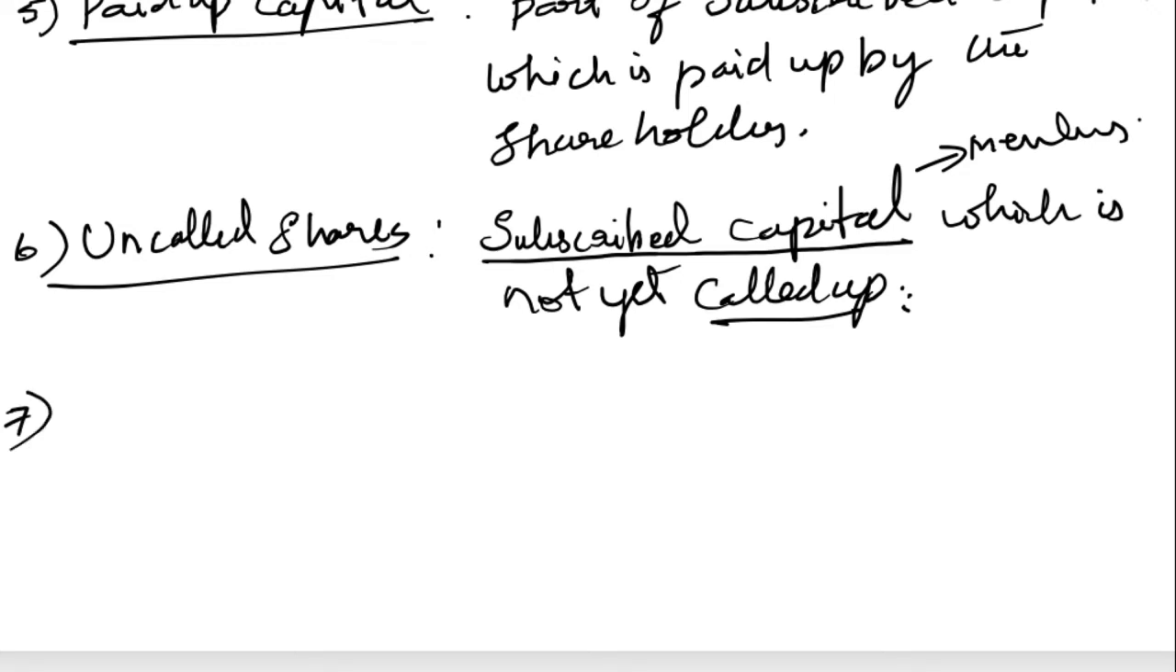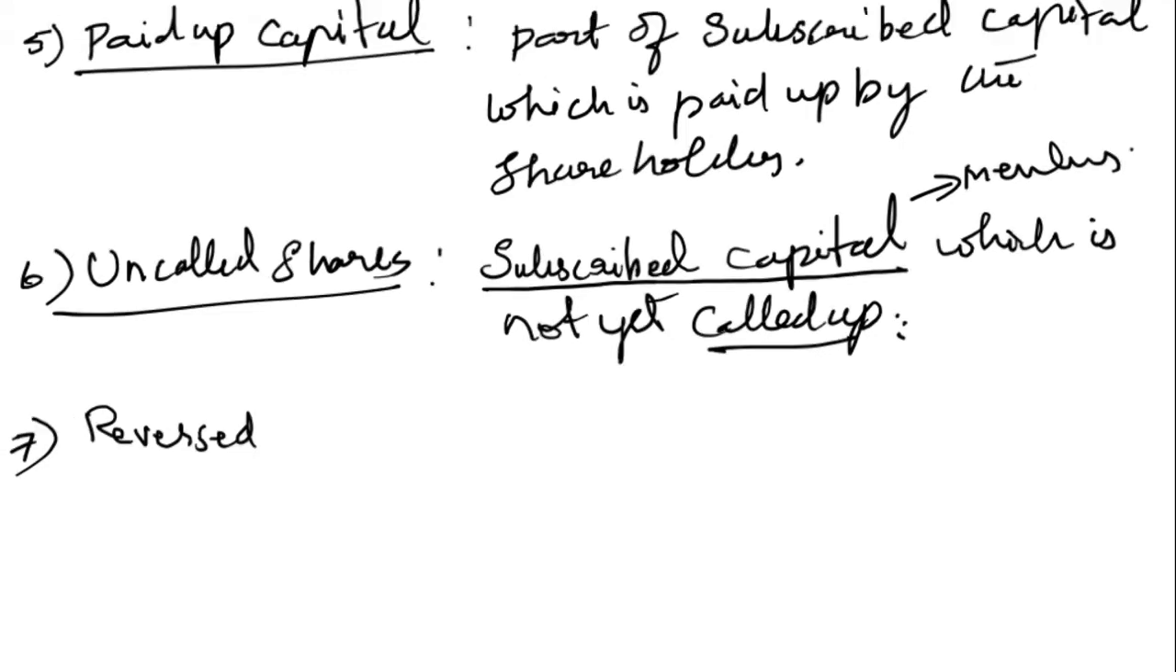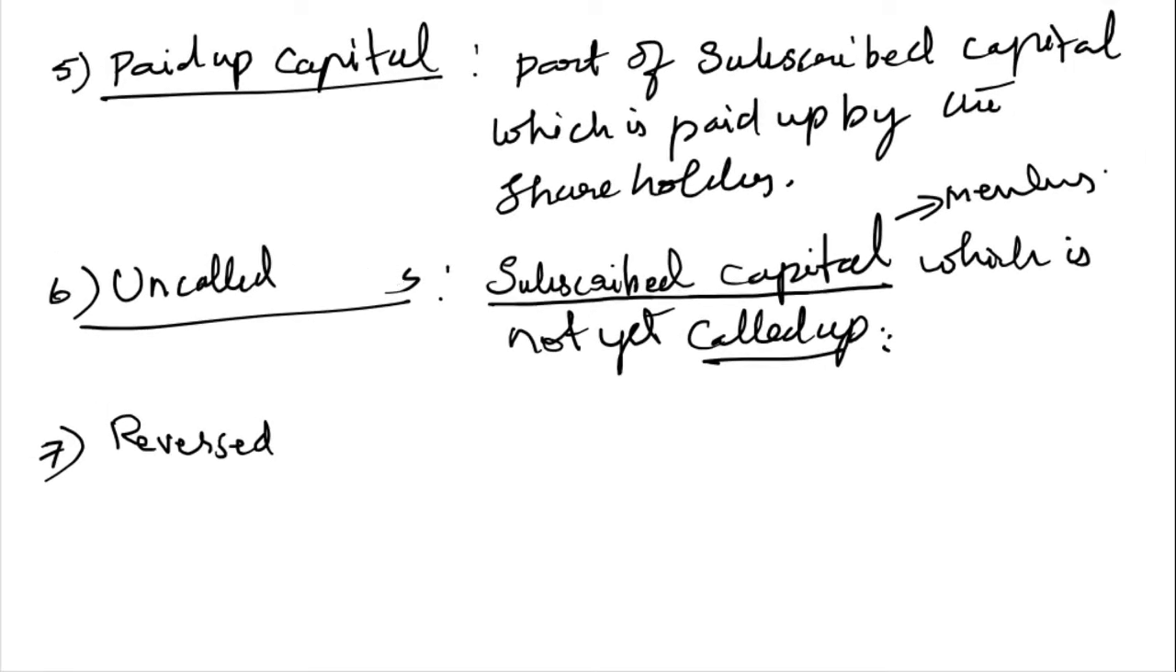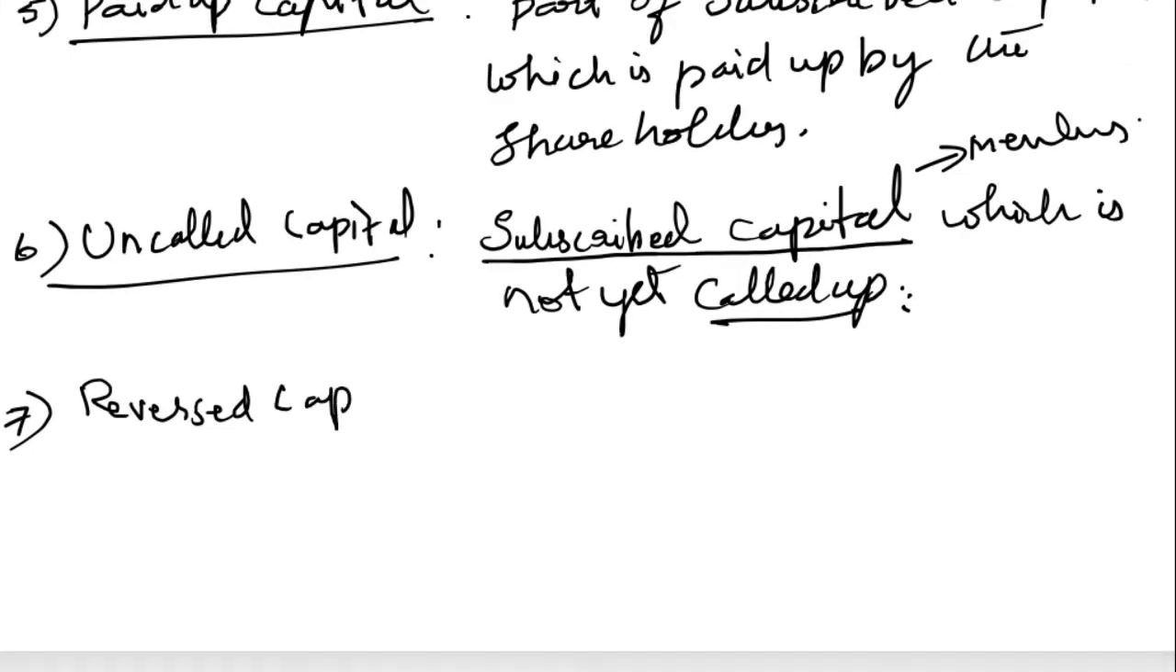So the seventh one is reserve capital. One mistake I made: it is not a share, it is capital. Uncalled capital. What do you mean by reserve capital? This is that part of uncalled capital which can be called only at the time of winding up of a company. That is called reserve capital.